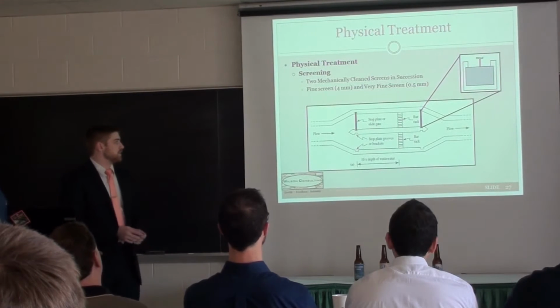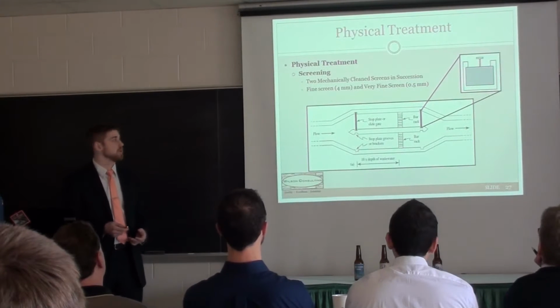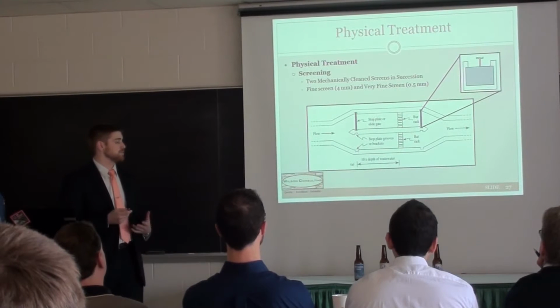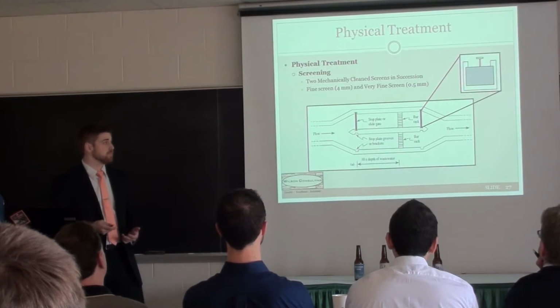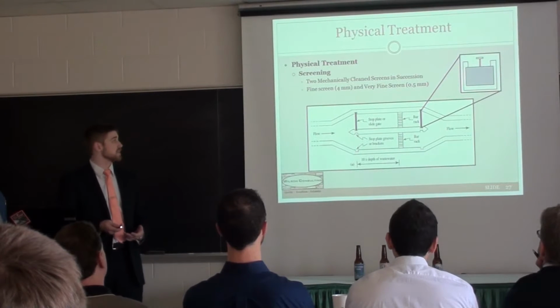So we went ahead and broke it up into a couple operations for treating the water. Initially, we went through a physical treatment process where we used 2 screens in succession, using both mechanically cleaning drum screens using a continuous belt system. The first screen is a fine screen, 4 millimeter opening. The second is a very fine screen of about 0.5 millimeter opening.